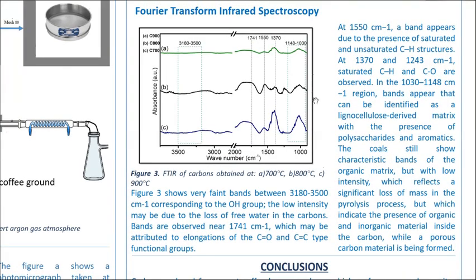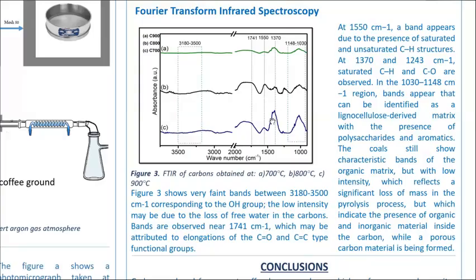This spectrum shows a very faint broad band located at approximately 3,400 centimeters, attributed to the OH hydroxyl groups. Its low intensity may be due to the low humidity and adsorbed water present in the samples. The band at 1741 is attributed to the carbonyl oxygen groups. A small peak is shown near 1550 due to the presence of saturated and unsaturated carbon-hydrogen structures. At 1370, saturated carbon is observed, and at 1243, carbon-oxygen is observed.